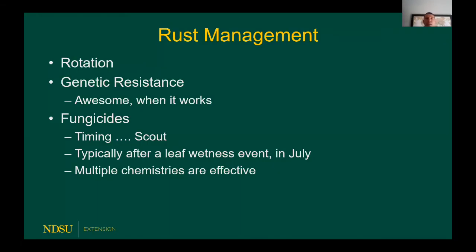All right, so managing rust. So rotation helps. It's not perfect, it helps. But rust can blow around, right? Bacterial blight blows around a little bit, but rust can blow a long way. So rotation is a little less effective. Genetic resistance is awesome when it works, but most of our varieties are susceptible right now. That's because the pathogen changed not that long ago. So fungicides become very important.